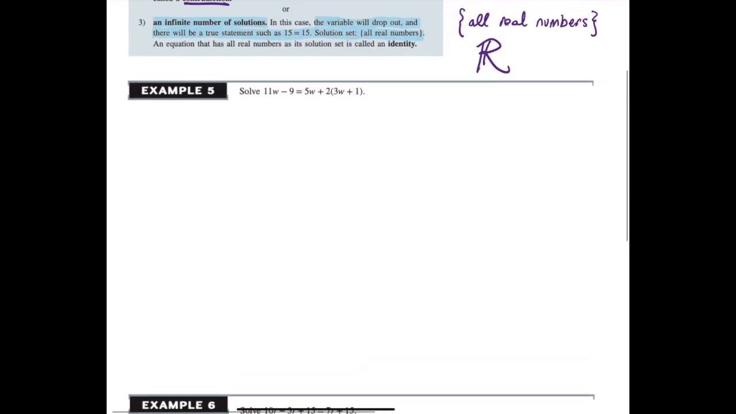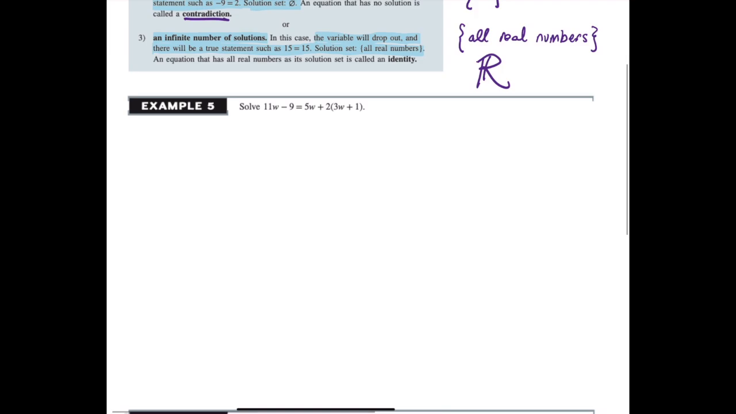All right, starting here. We have 11w minus 9 equals 5w plus 2 times 3w plus 1. Can we tell? Will it have a solution? Will it have no solution? Is every number a solution? It's not exactly certain. It's hard to tell. So let's solve it and see what we get.